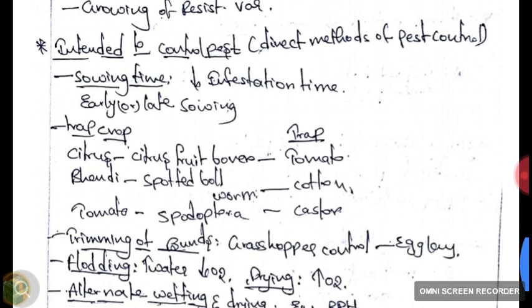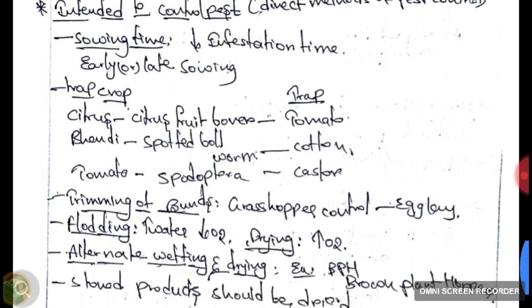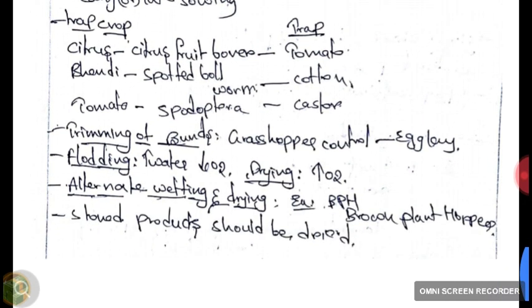Intended to control pests, or direct methods of pest control. Sowing time: we should sow the seeds in low pest infestation time. Early sowing or late sowing should be practiced. Trap crop: the crop which is used to attract the insects and suppress the infestation of the main crop is termed a trap crop. For citrus fruit borer, we use tomato as trap crop. For spotted bollworm, we use cotton as trap crop. For Spodoptera of tomato, we use castor as trap crop.